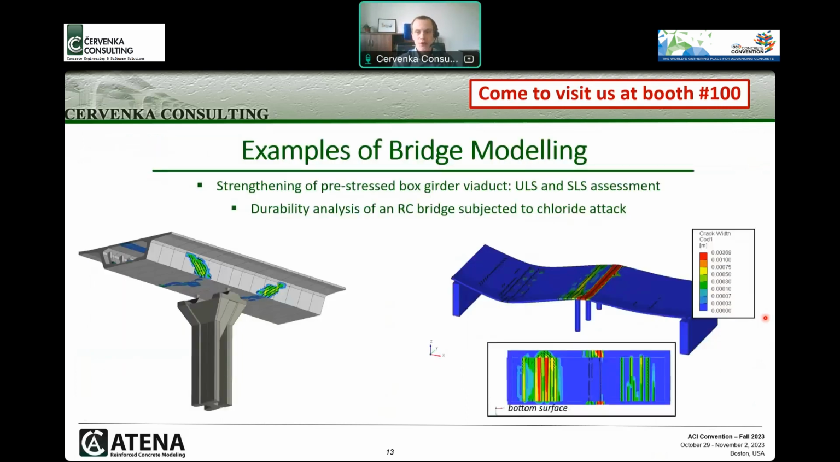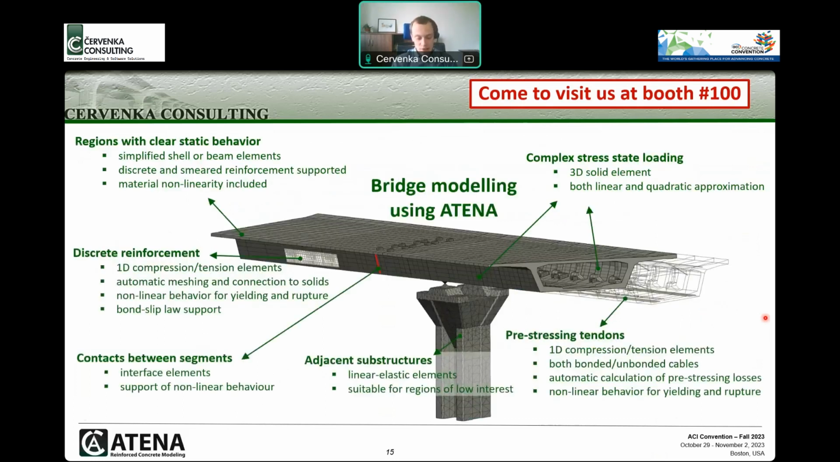Let me now go to some examples. I will be showing examples of two bridges. One will be checked for ultimate limit states as well as the serviceability limit state, and the other one will be checked for its durability and how its load bearing capacity reduces over time due to chloride attack. Actually, in Atena, there are several features which are aimed specifically at engineers dealing with bridges. This is summarized in this slide.